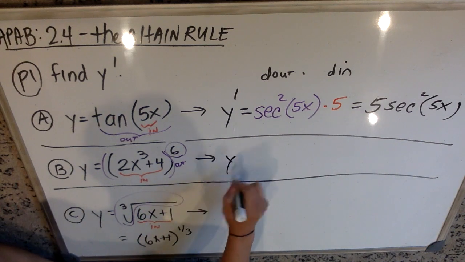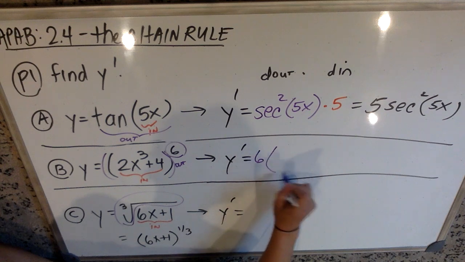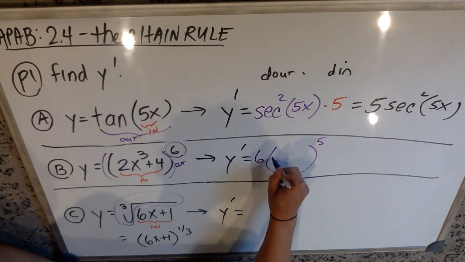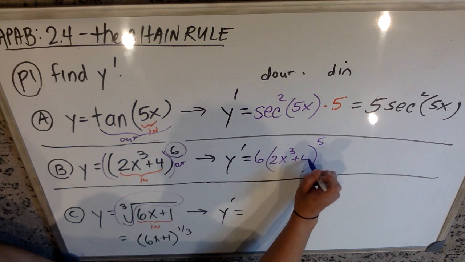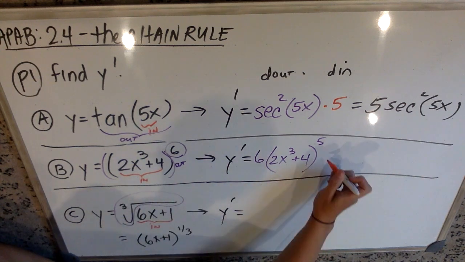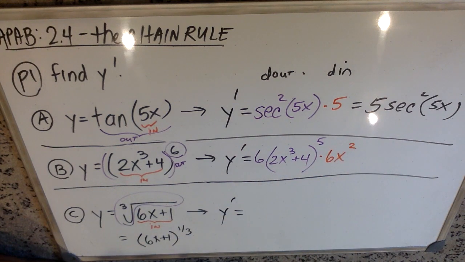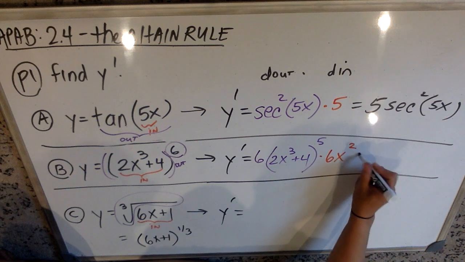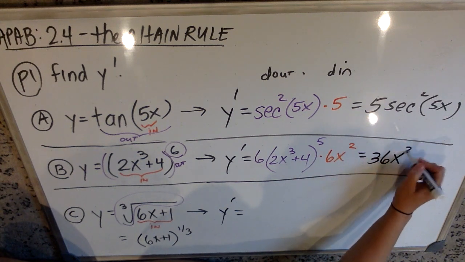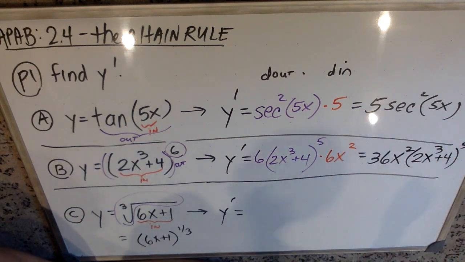For the next one, again, my derivative of the outside times the derivative of the inside. Well, the derivative of the outside, since it's stuff to the 6th power, like parentheses 6, is going to be 6 stuff to the 5th. And I keep the stuff the same. It's going to be that 2x cubed plus 4, right? And then the derivative of this inside would be 6x squared. So I'm pretty sure that this answer is going to end up looking like 36x squared times 2x cubed plus 4 all to the 5th, right?